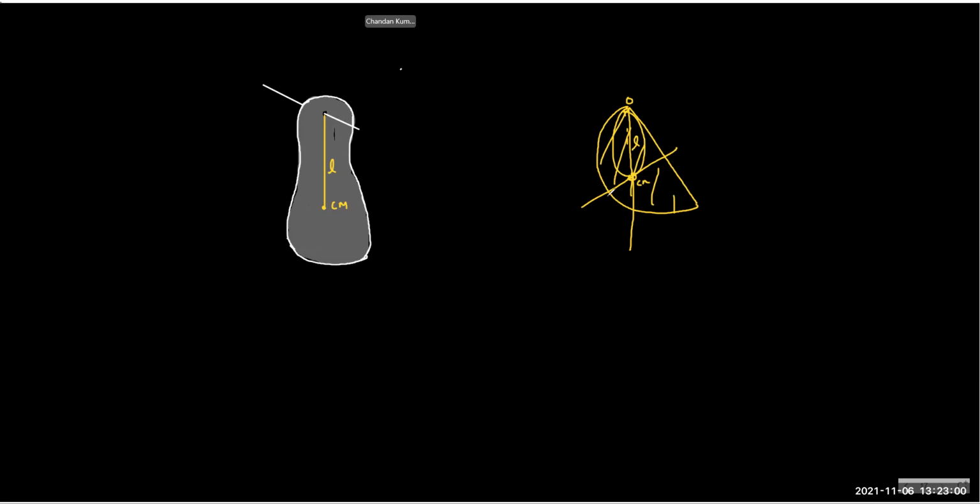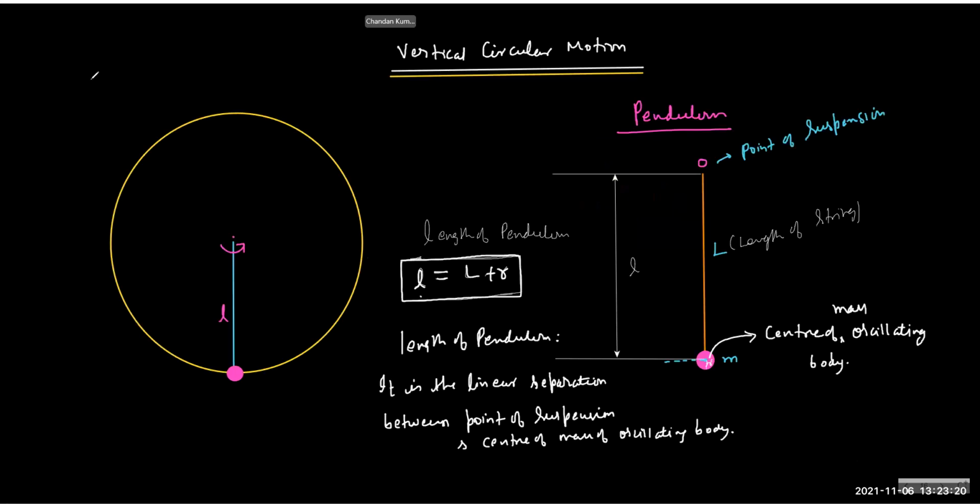So in other complex situations L will change, but the definition remains the same. You have to think about what L is. L is the distance between the point of suspension and the center of mass of the oscillating body. This is equally true for the bob also, for the simple pendulum also. So in our case, L is basically L plus R. But if the size of the bob is very small compared to the length of the string attached, then the length of pendulum is as good as the length of string.